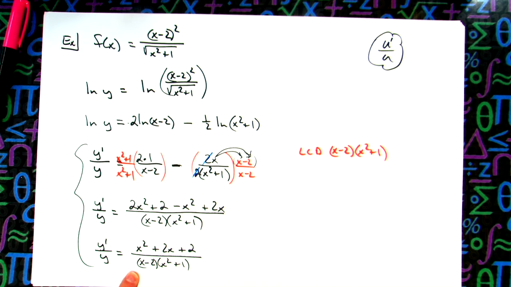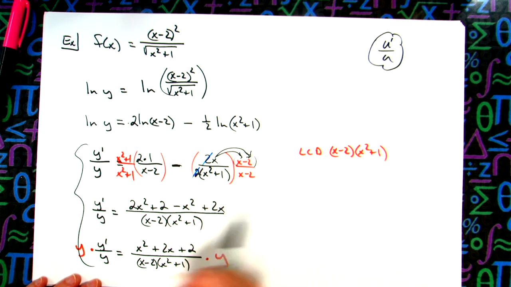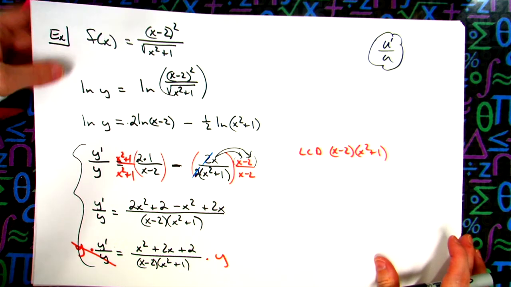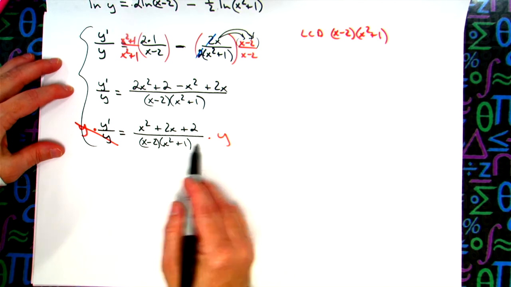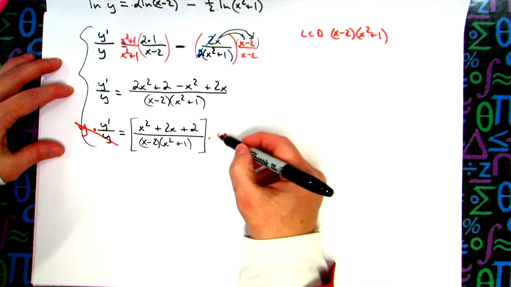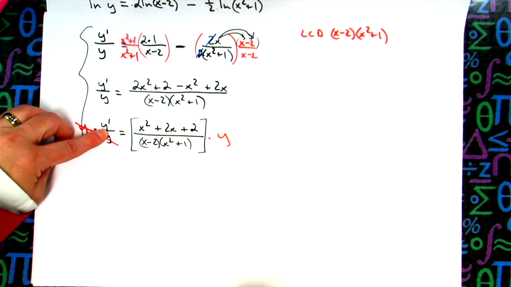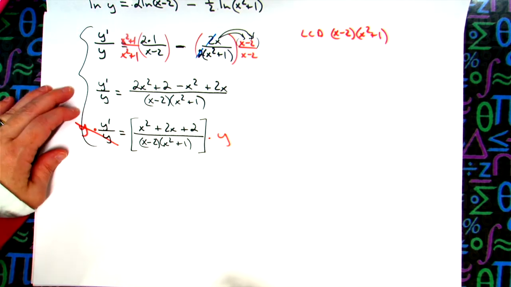I have to solve for y prime. So what am I going to do? Multiply both sides by y, because we're not done yet. Multiply both sides by y. These y's cross out. I don't have enough room, so I'm going to do it this way. Now, take a look at what you have over here. I have this great big expression times y. I've solved for y prime. That was step 4. The last step says substitute y back into the problem.